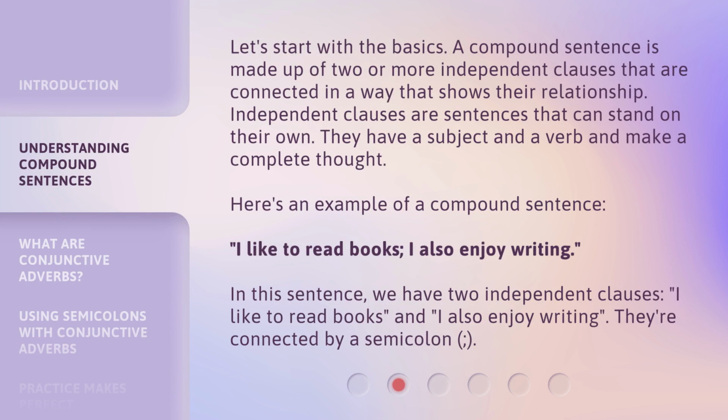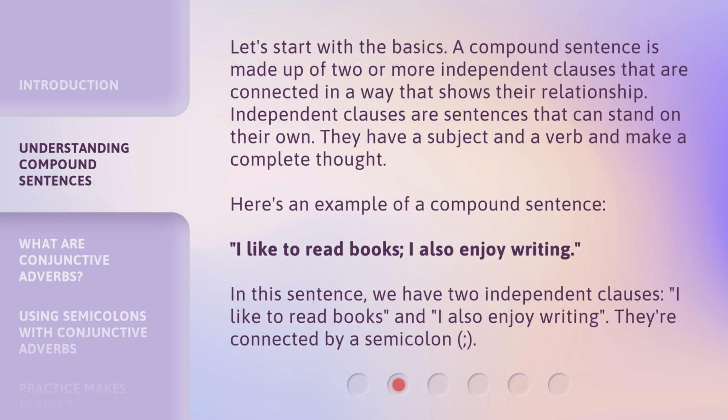Let's start with the basics. A compound sentence is made up of two or more independent clauses that are connected in a way that shows their relationship. Independent clauses are sentences that can stand on their own. They have a subject and a verb and make a complete thought.